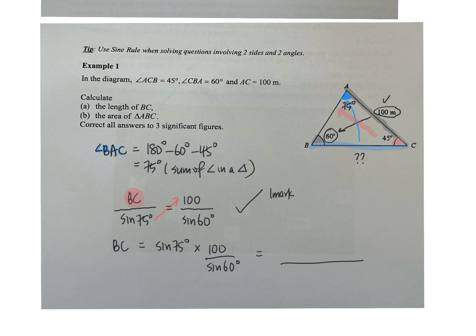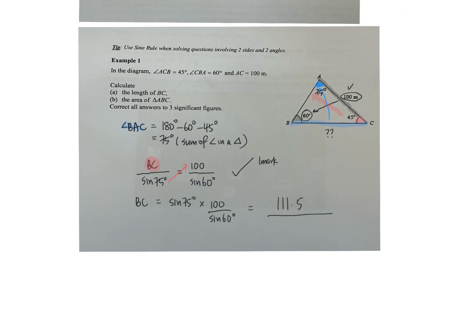Okay, what do you get? Okay, this one: 111.5355, but 3 SF. cm. Okay, that's it. But before that, always make sure you have at least 5 SF because you might need to use this for other parts.